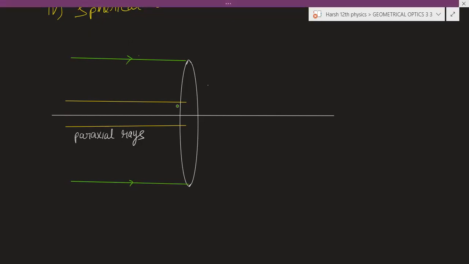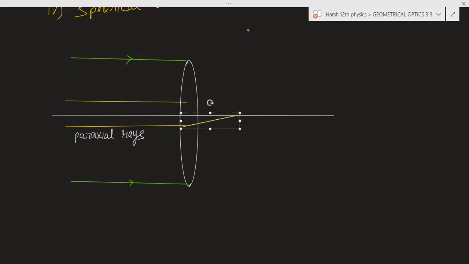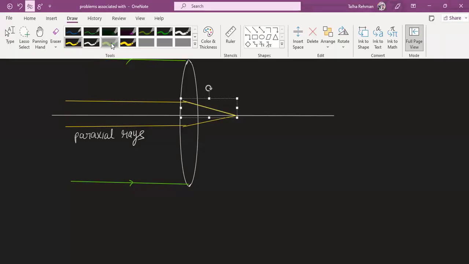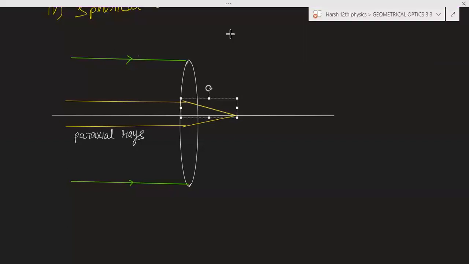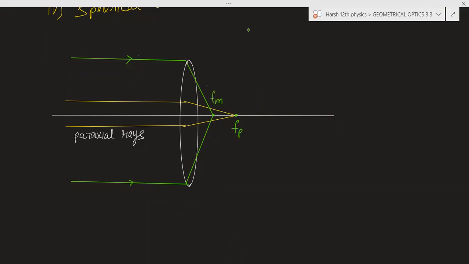So there is a problem. What is the problem? These paraxial rays will meet at some different point, and these marginal rays will meet at a different focus. Means these marginal rays will meet here. So this is the focus of paraxial rays. This is the focus of marginal rays.